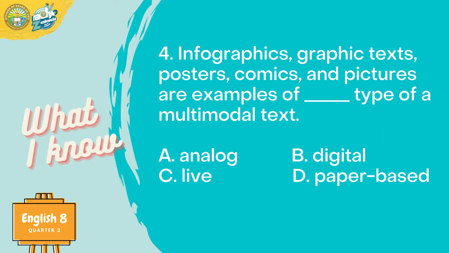Next, number 4. Infographics, graphic text, posters, comics, and pictures are examples of blank type of multimodal text. The options are A, analog, B, digital, C, live, D, paper-based. The answer is correct. Letter D, paper-based.